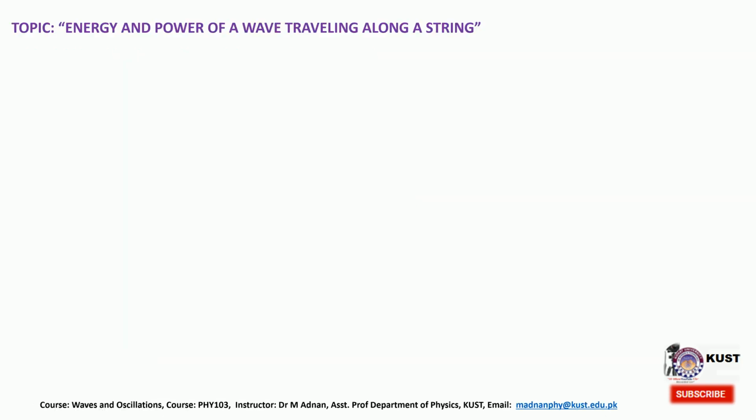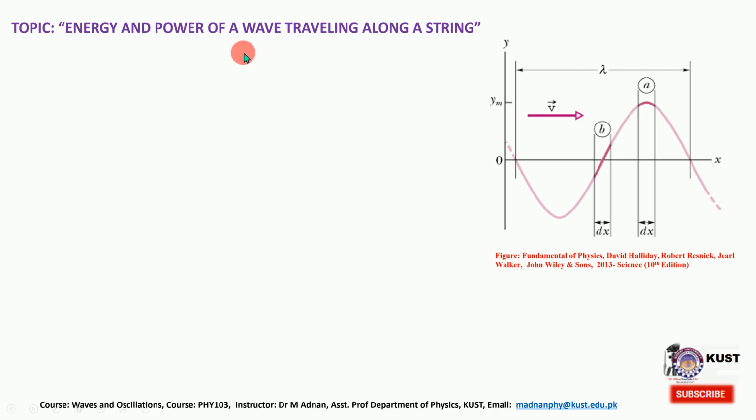Now we will see how we can describe the energy and then power of a wave traveling along the string. So we have a string here over which we have marked just two random spots, A and B, having equal length element dx. There is a sine wave propagating along that string, along the positive x direction. We will see first how the kinetic energy and potential energy description is a valid description for a wave traveling along the string.